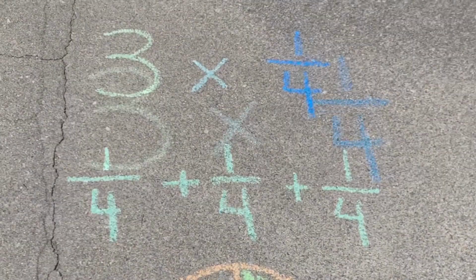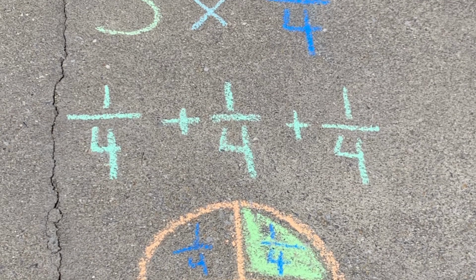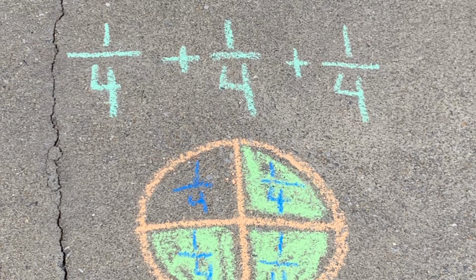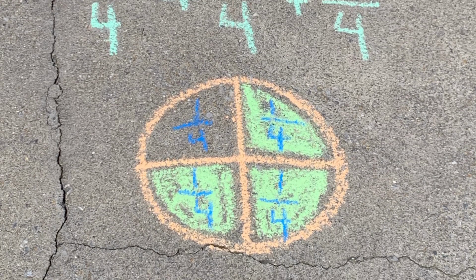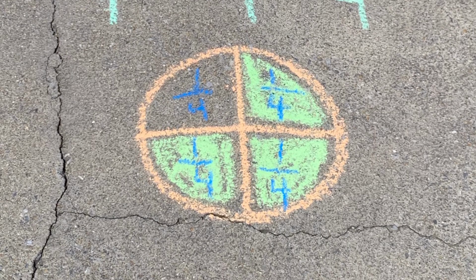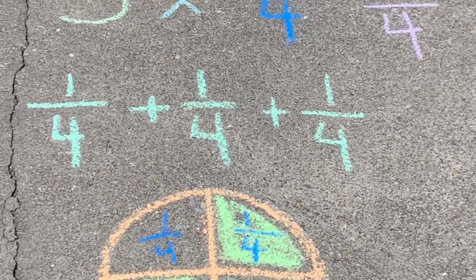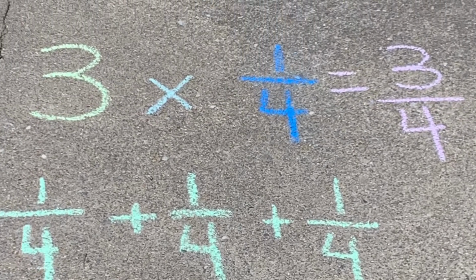Now as you can see, I've broken it up into 1/4 plus 1/4 plus 1/4. And I've drawn a model to help me see this. So in my model, I broke my model into fourths, and then I shaded in 3 of those fourths. So I know that 3 times 1/4 equals 3/4.